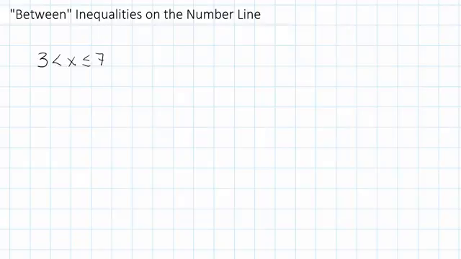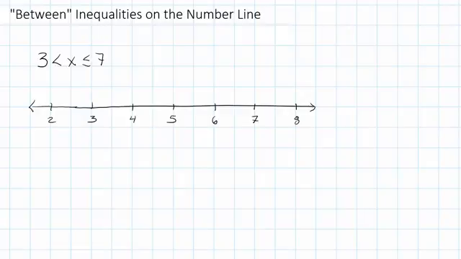Well, again, first I'm going to sketch my number line, and I'm going to make sure that 3 and 7 show up. So, let's see. We have 3 is less than x, so one of my endpoints is going to be 3, and 3 is not included, right? That's less than, not less than or equal to. So I'm going to put an open dot at 3.